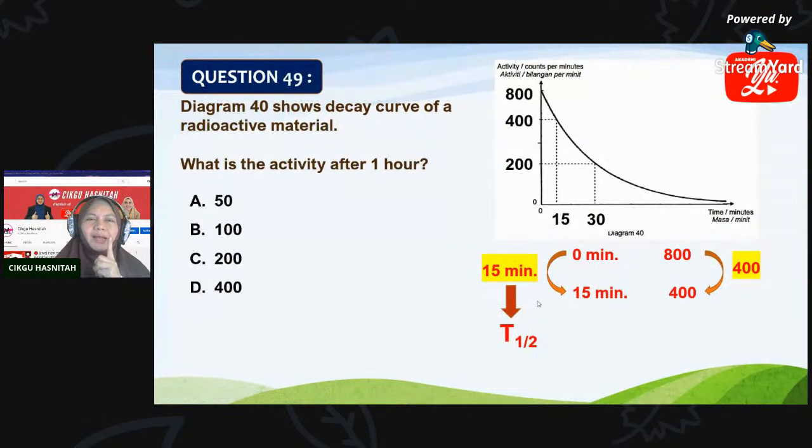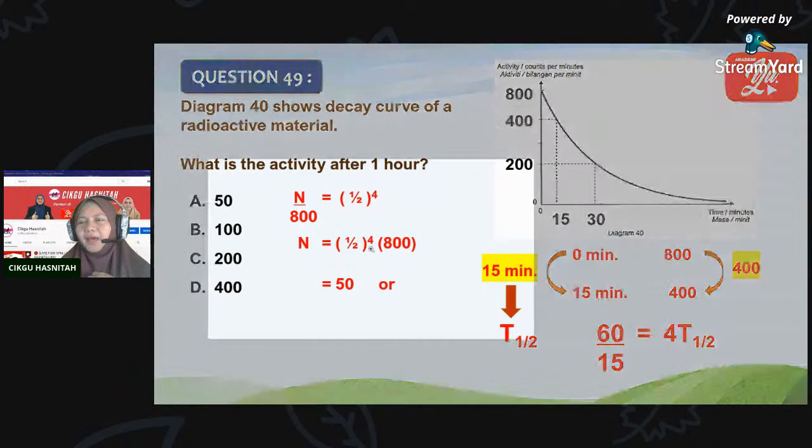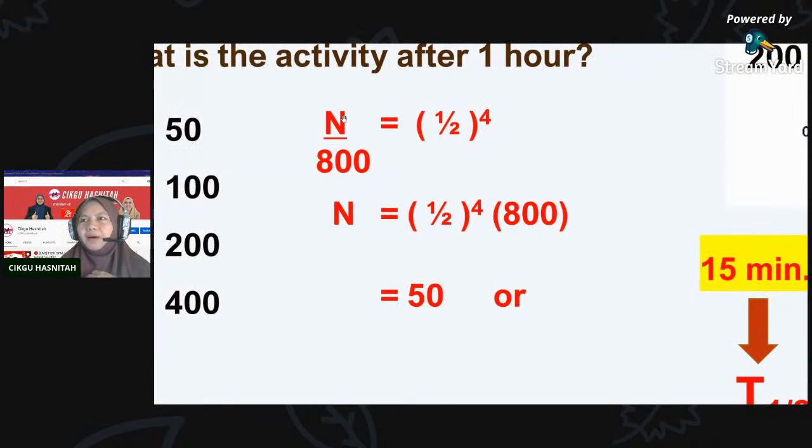So you are given 1 hour. In 1 hour, how many half-lives are involved? Yes, Jinjie, the half-life is 15 minutes. In 1 hour, how many half-lives are involved? It is 4 half-lives. If you solve mathematically using this expression, this is what we will get. N is the number of samples left after 1 hour, divided by 800, which is the initial content, equals half.